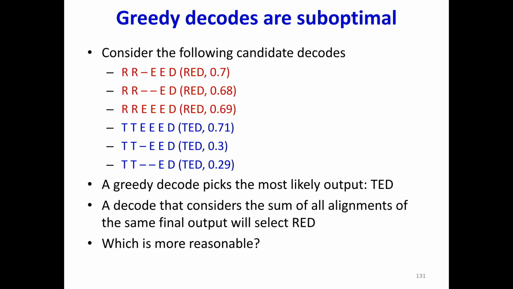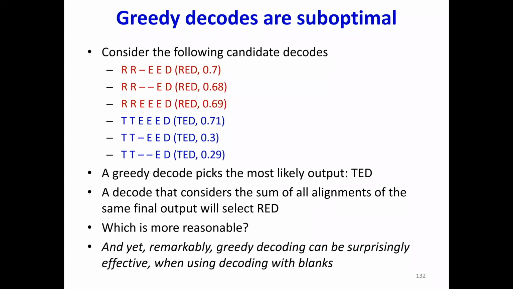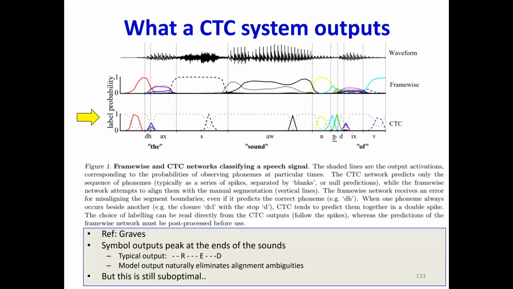You want to pick the symbol sequence for which the total probabilities across all alignments is maximum. And so, greedy decoding, it turns out, can actually be surprisingly effective when you're decoding with blanks. Here's a very nice picture from Graves' original paper on this framework. They show that if you just perform a greedy decode, whenever you have extended phonemes, the blank tends to be the most likely output. And these phonemes actually sort of pop up exactly where transitions happen. So just doing a greedy decode very often gives you very nice results.